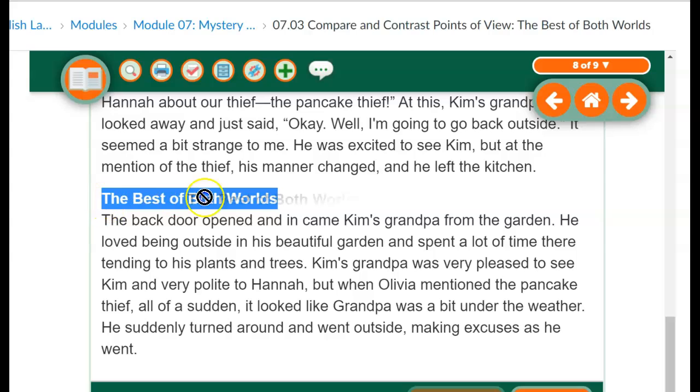And then another telling of the same story is called The Best of Both Worlds. So this one says, the back door opened and in came Kim's grandpa from the garden. He loved being outside with his beautiful garden and spent a lot of time there tending to his plants and trees. Kim's grandpa was very pleased to see Kim and very polite to Hannah, but when Olivia mentioned the pancake thief, all of a sudden it looked like Grandpa was a bit under the weather. He suddenly turned around and went outside, making excuses as he went.